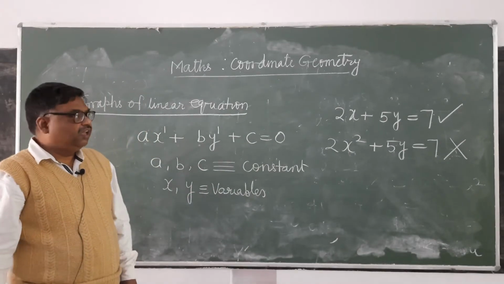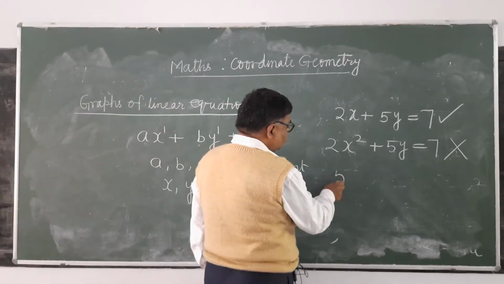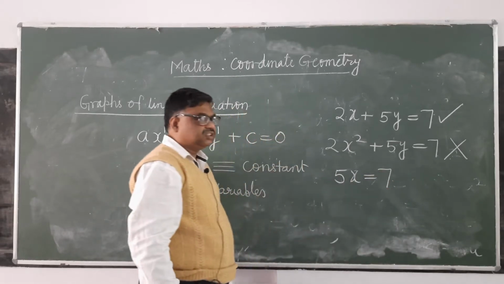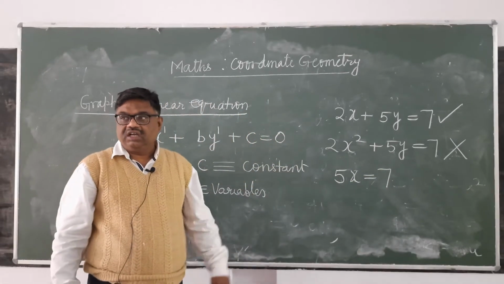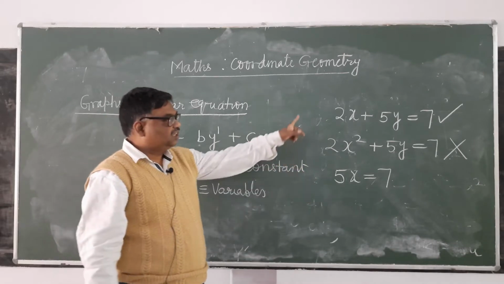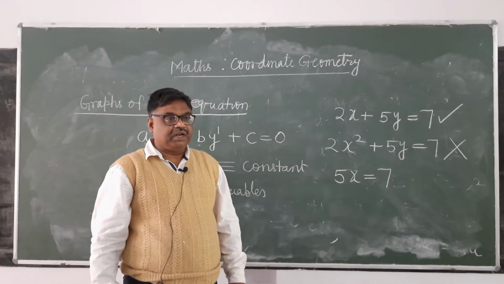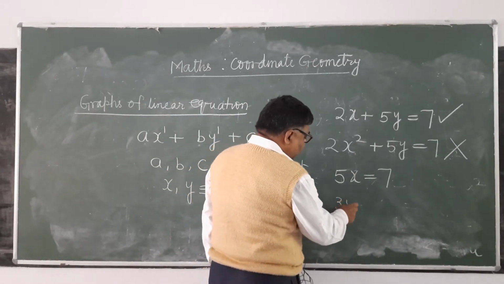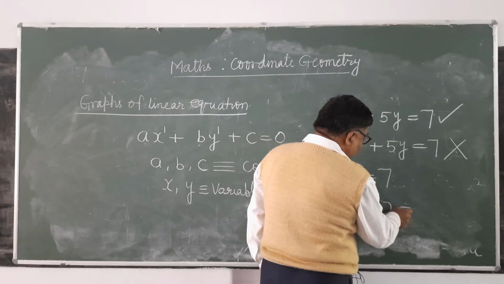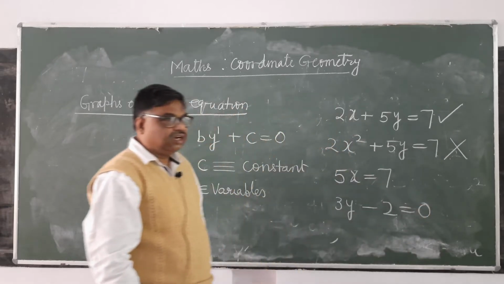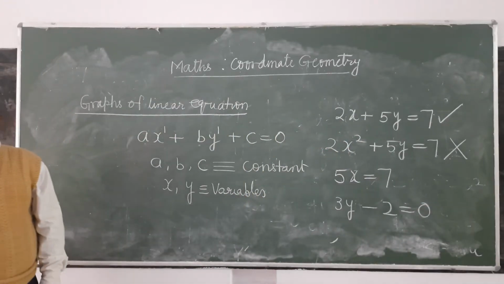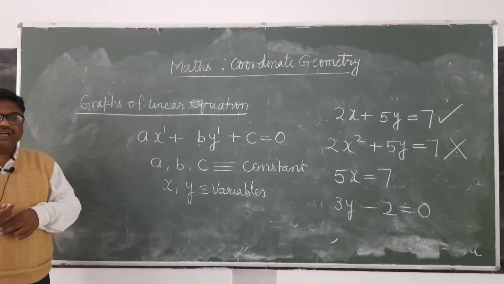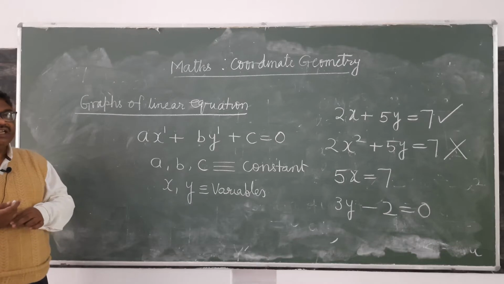If you write 5x equals 7, yes, this is a linear equation in one variable. This is a linear equation in two variables. Then if you write 3y minus 2 equals 0, it is also a linear equation. Today we will see the graph of a linear equation. How will you plot the graph of a linear equation?